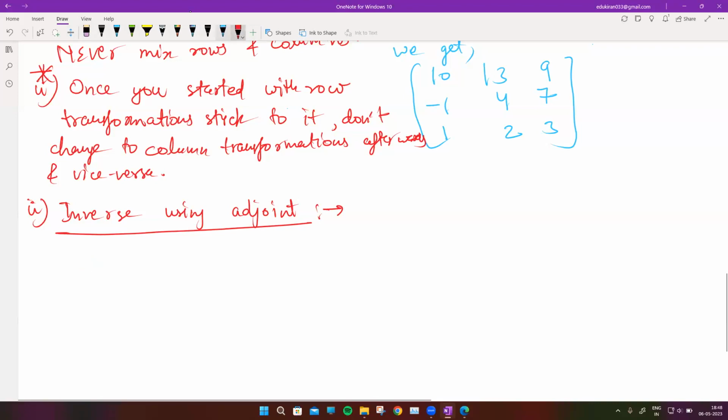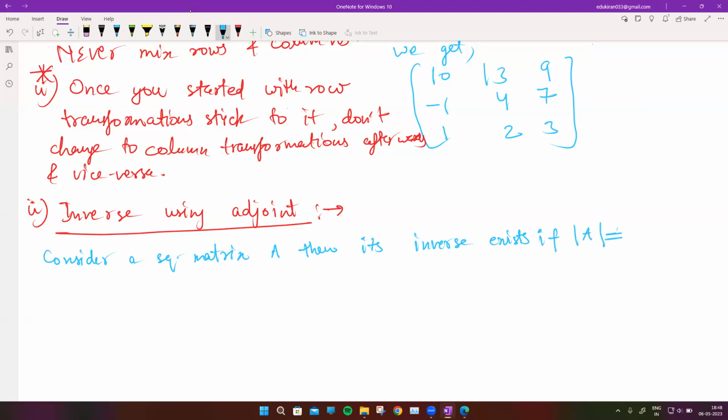Consider a square matrix A, then its inverse exists if, first of all, when does the inverse of any square matrix exist? You have to find the determinant of that matrix. If the determinant of that matrix is not equal to 0, meaning the determinant value is non-zero, then only the inverse exists.